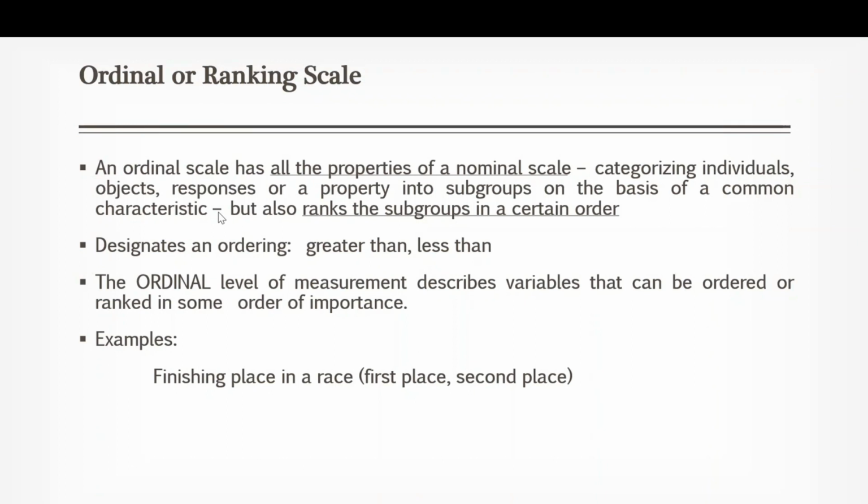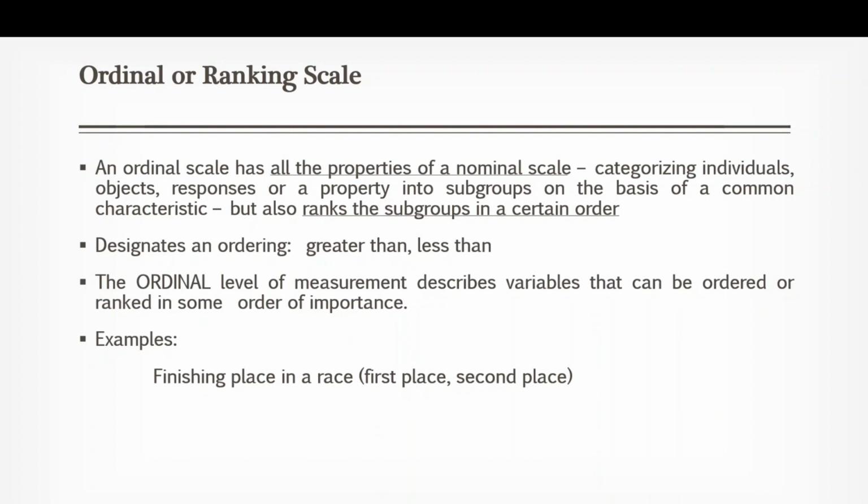Maybe it is a population or some objects or some responses you have taken based on your questionnaire, or a property, into subgroups on the basis of common characteristics. So definitely in a classificatory or nominal scale, you have just basic classification, but here you also rank the subgroups in a certain order. And that ranking is what? Greater than or less than. Means ascending order or descending order. I can put order from rank 1 to rank 12, or from rank 12 to rank 1. Anything is acceptable. The order doesn't matter.